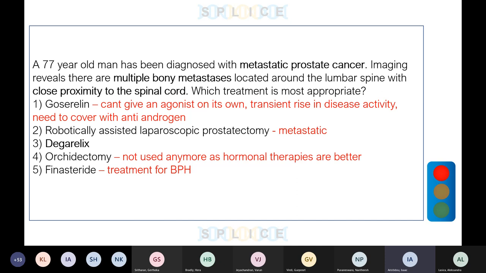But it was just a tough question for the sake of it. They don't normally give the antagonists. They're not as readily available. Very niche. The main thing is the GnRH agonist is what you would give, but it causes a transient increase, so you need to give an antiandrogen to cover. That's what I'd take away from this.